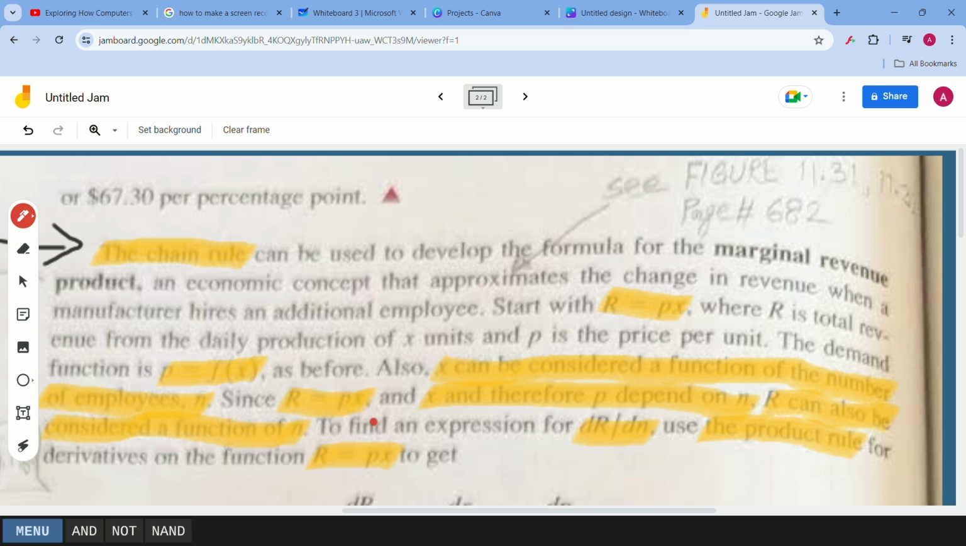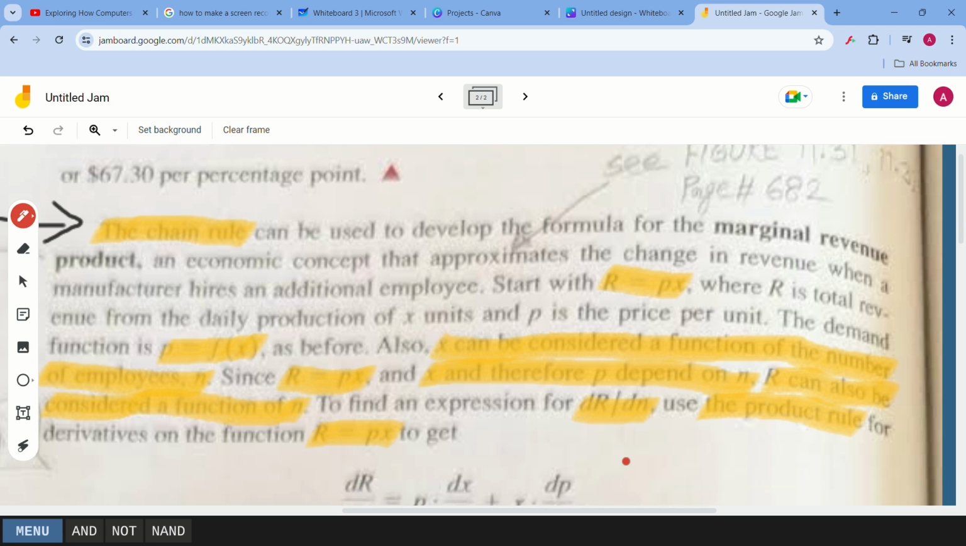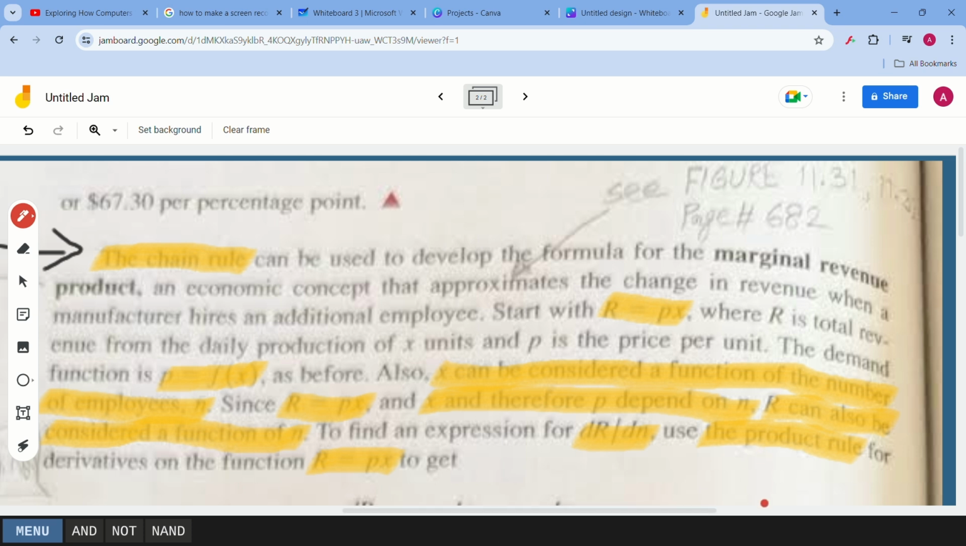Since R equals p times x, and x and therefore p depend on n, R can also be considered a function of n. To find an expression for dR over dn, which is the derivative of R with respect to n, the rate of change of R over the rate of change of n, use the product rule for derivatives on the function R of p of x.